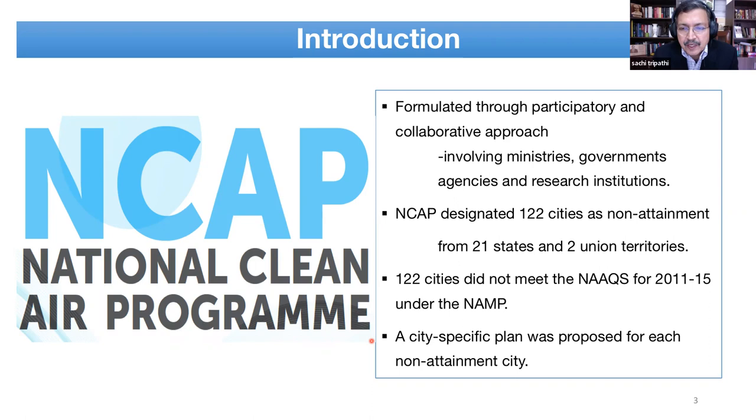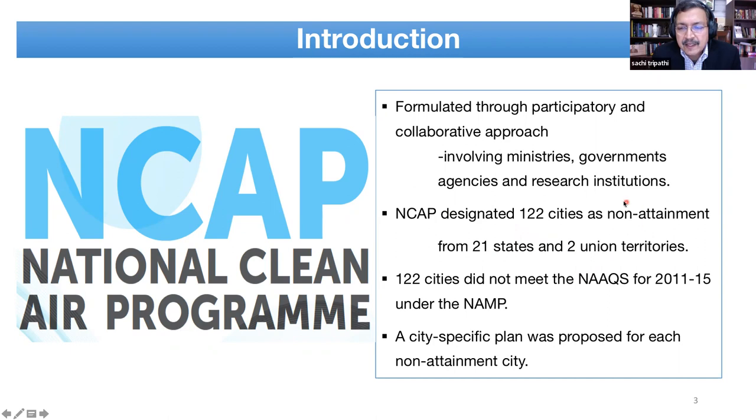It also relies heavily on input from research institutions, for example, IITs, universities, NITs, National Institutes of Technology, as well as national labs, CSIR labs, ISRO labs, and other labs. In the first phase, which was launched in 2019, the National Clean Air Program designated 122 non-attainment cities, spread across 21 states and two union territories, but then an additional 10 cities were added to it. So as of now, under the National Clean Air Program, there are a total of 132 cities.